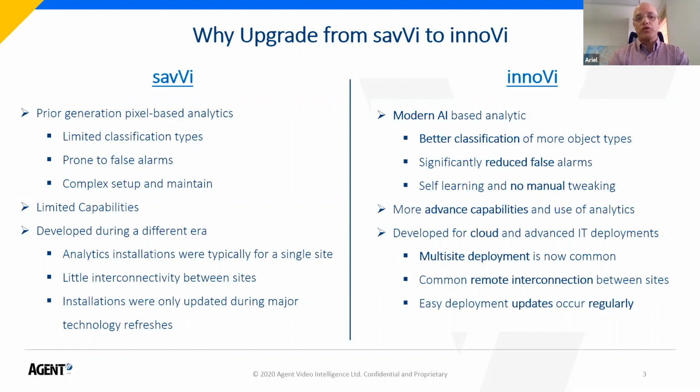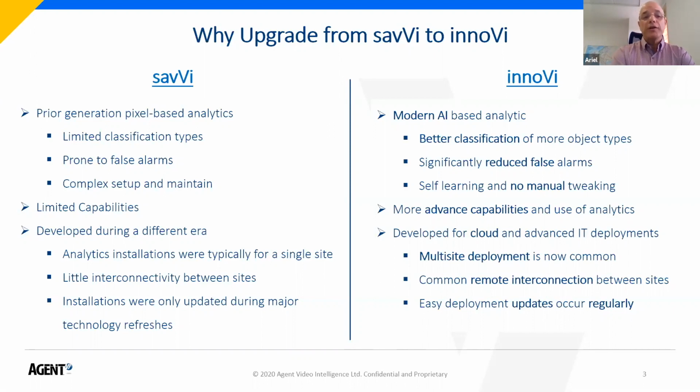In 2013, SAVI was launched as an enhancement to the previous VA system. But that was an era where, when I joined Agent VI 15 years ago, the biggest analytics projects globally had only 200 cameras. 99% of the projects were based on a single site, with a relatively small number of cameras. 5%, 10% was a very big installation already considered.